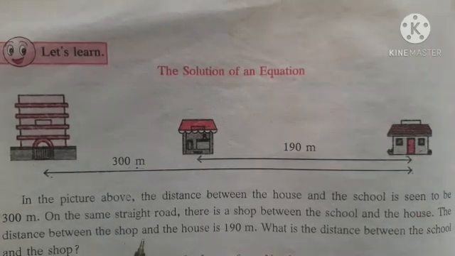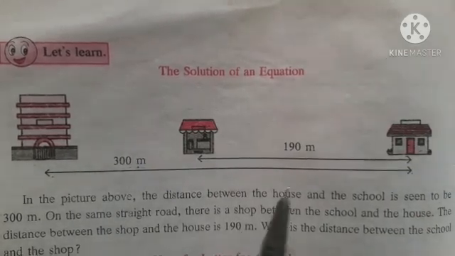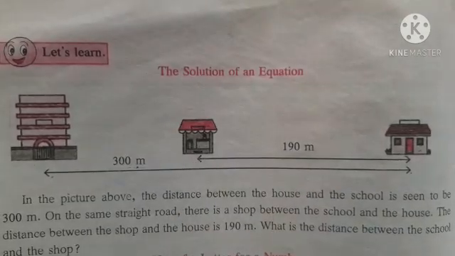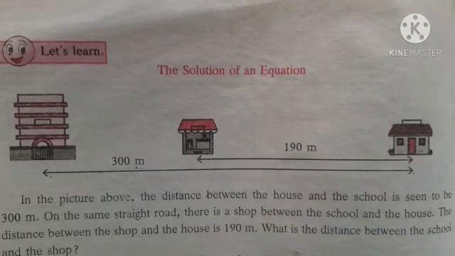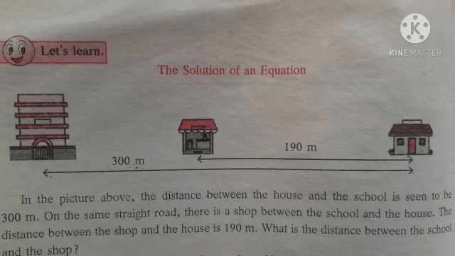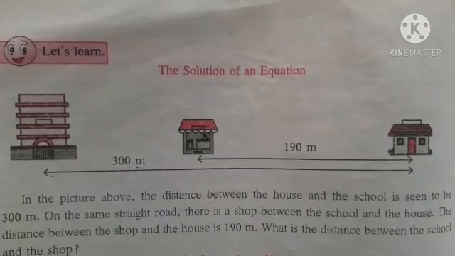The distance between the shop and the house is 190. Distance between shop and house is 190. Now, what is the distance between the school and the shop? Now, we have to find the distance between shop and school.